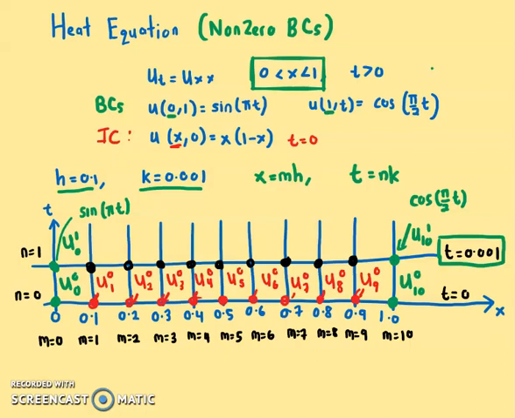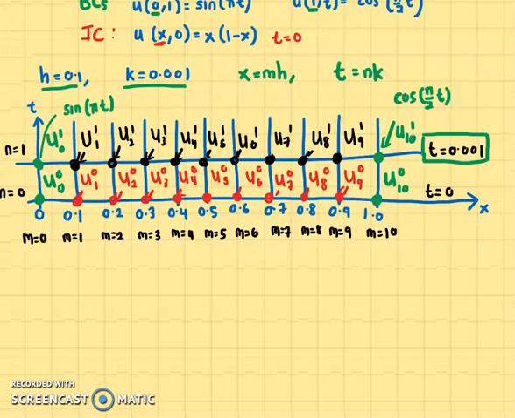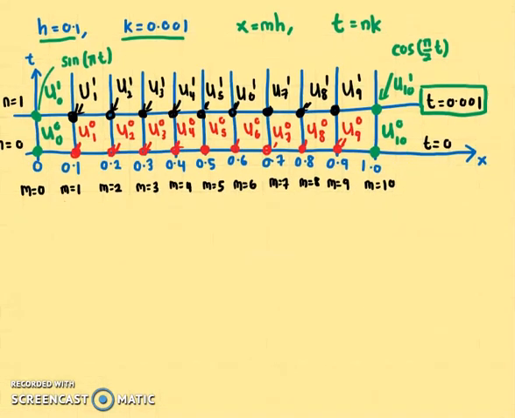Now for n equals 1, m is 1, so u11 is this value here, this will be u21, this one will be u31, this one will be u41, u51, u61, u71, u81, and u91. In the previous video, I showed you all these initial condition values and the boundary values. Today I'm going to show you how to find this one.